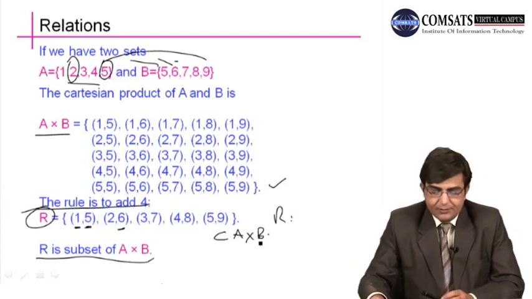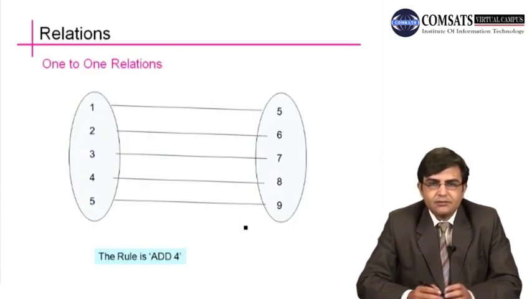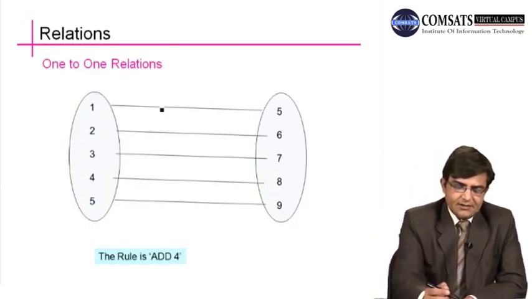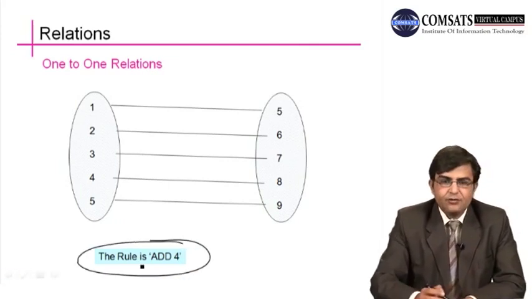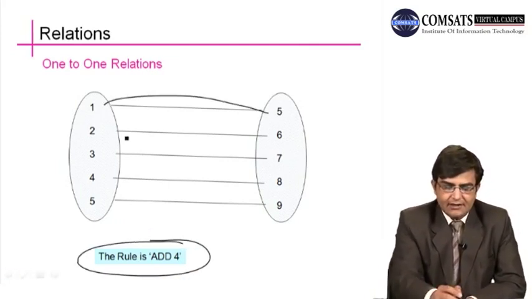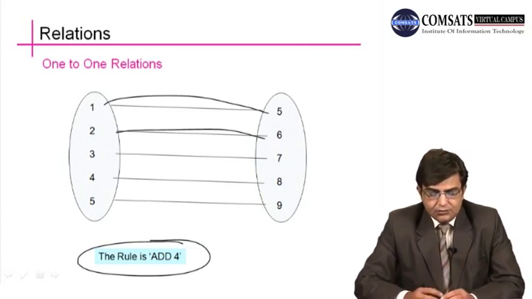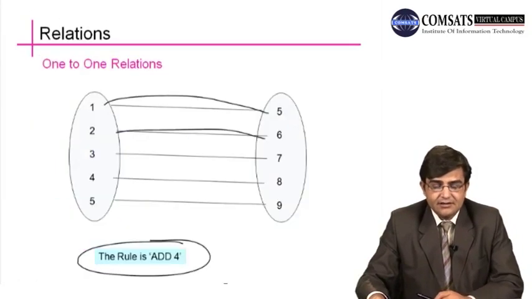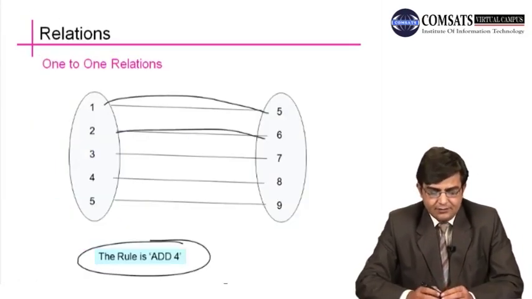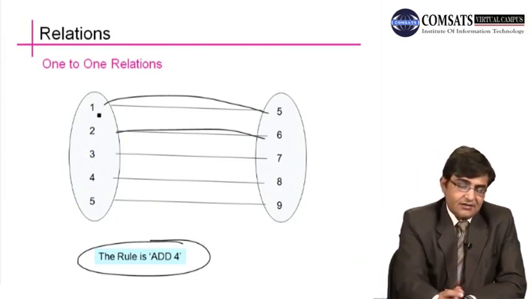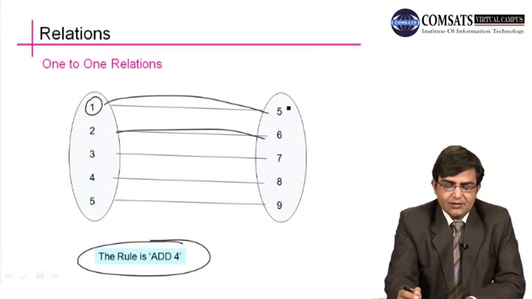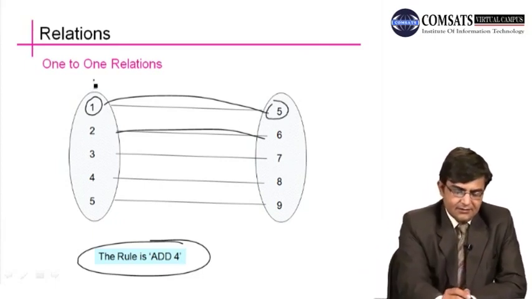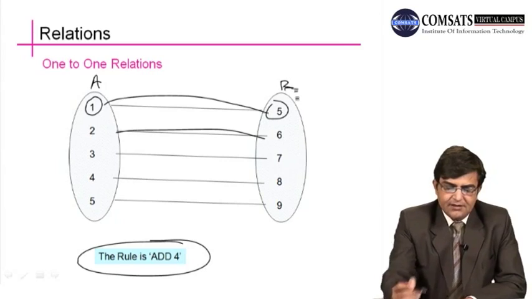So we can also represent sets using such type of diagrams, in which the rule of this relation is to add 4 to the first element and we get the second element. The relation which we defined in the previous slide is a one-to-one relation. In this type of relation, each element of A is related to exactly one element of the B set. This is the A set and this is the B set.